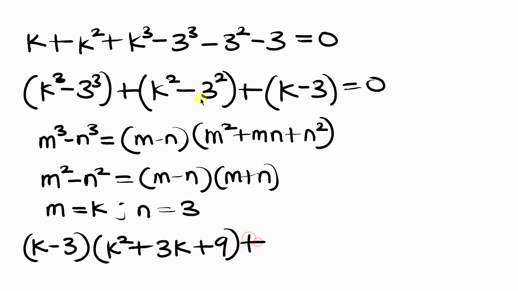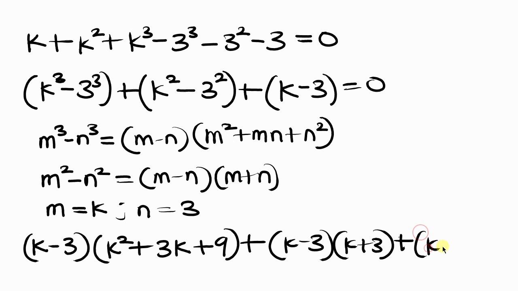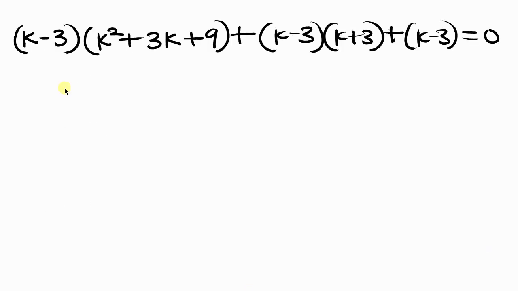Plus, now go to the difference of two squares. For difference of two squares, we have m minus n, which is k minus 3, times m plus n, which is k plus 3. Very good. So we're done with this as well. Plus, now we have k minus 3 equal to 0. Very good. Now notice something, that k minus 3 is common. So since it is common, we can factor out k minus 3.